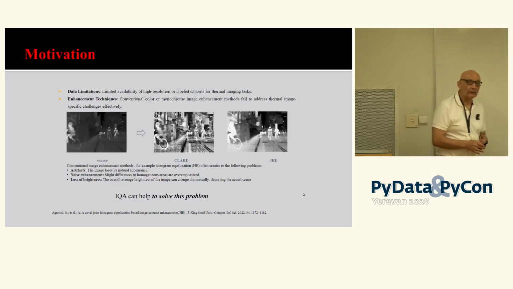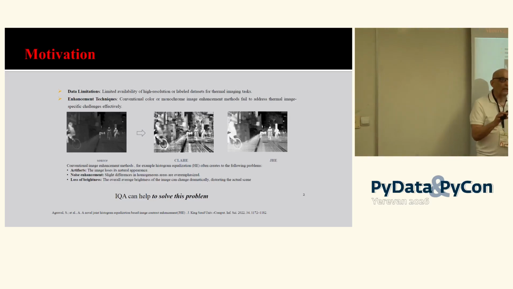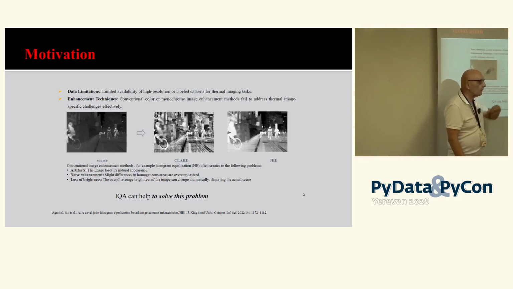Let's say we have this original image, and then we have two methods. Let's say one improves this image, and the second one improves it this way. Now the question is: how can a computer understand which is the best among these?